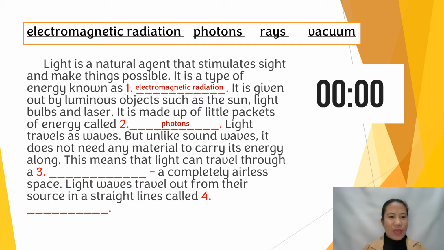Light travels as a wave. But unlike sound waves, it does not need any material to carry its energy along. This means that light can travel through a vacuum, a completely airless space. Light travels out from their source in a straight line called rays. Okay, did you get it correct?